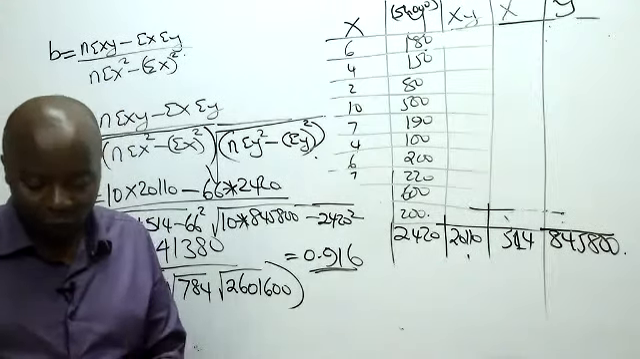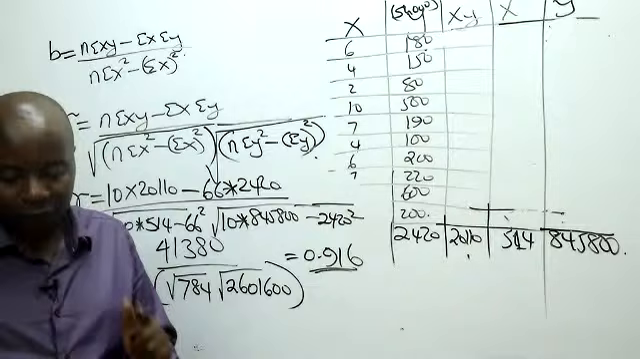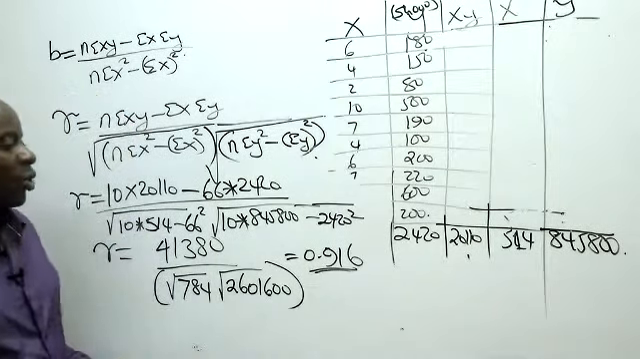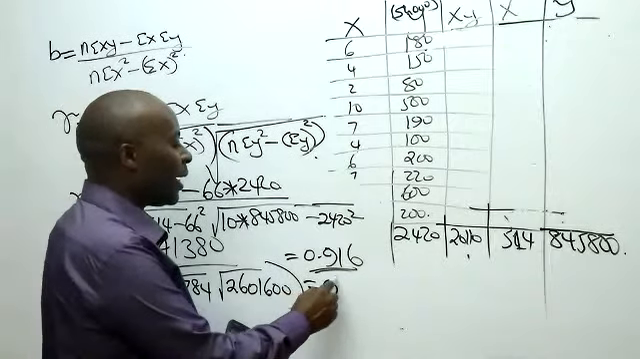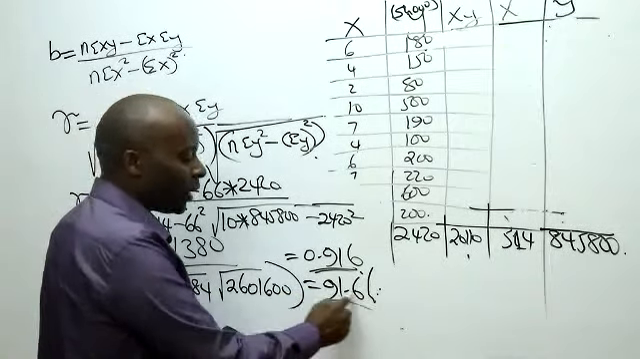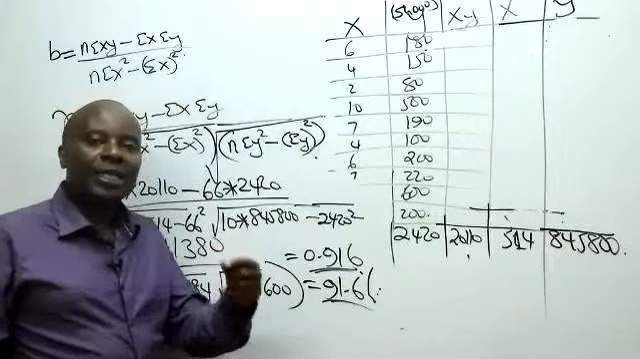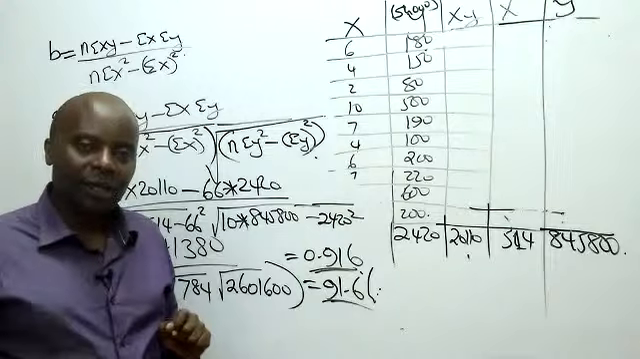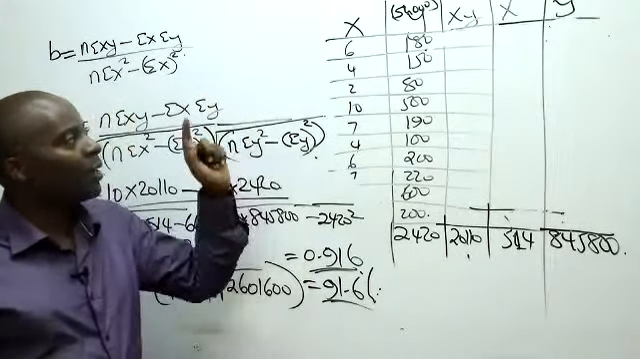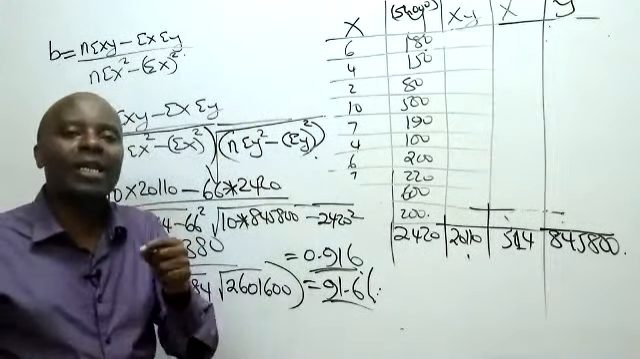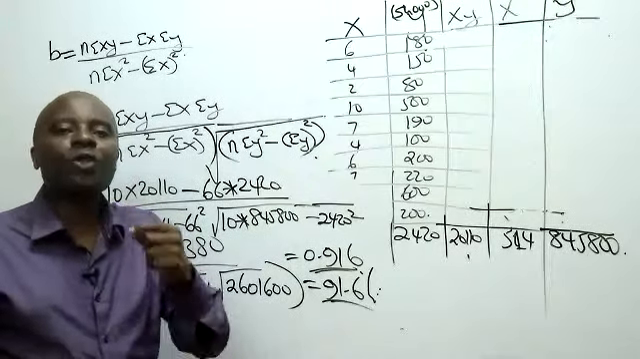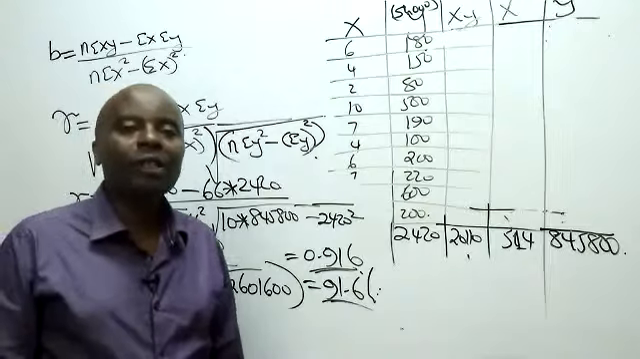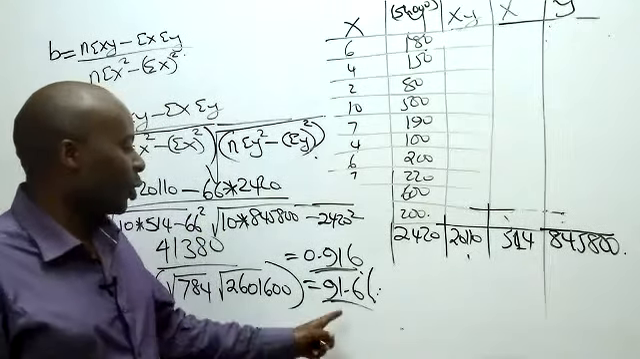So remember part one, they wanted us to give them the coefficient of correlation and interpret the results. You can see, ladies and gentlemen, that this is a 91.6% bond. 91.6% is way too high. It means that the two variables are very strongly related. I mean, a relationship of up to 92%.